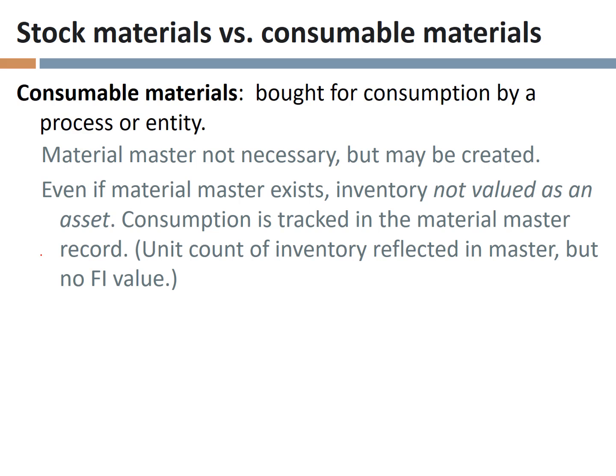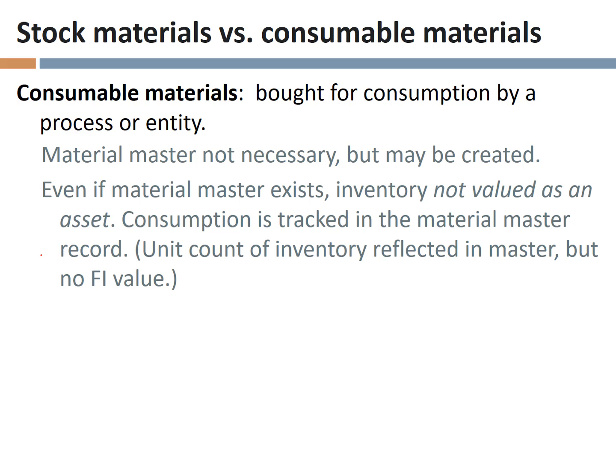If we do have a material master for an item, maybe it's something we buy with great frequency, and so we have a material master for it, that's fine. Even if we do, though, if it's a consumable material, we are not valuing this as an asset. So there is not going to be the assignment of a valuation class. That is going to be left off of this particular material master. So we are not going to be tracking the dollar value of this. But we are going to be tracking inventory count.